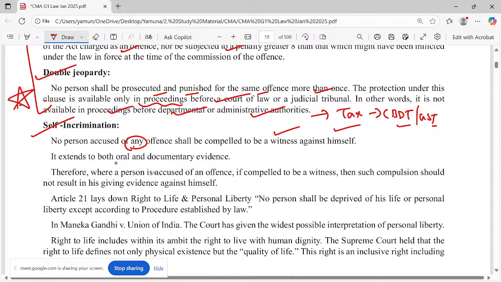So it extends to both oral and documentary evidence. Therefore, when a person is accused of any offense, if compelled to be a witness, then such compulsion should not result in giving evidence against himself. So he cannot be compelled to give himself as a witness.